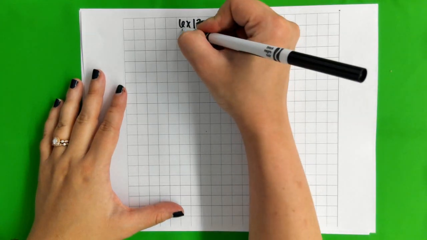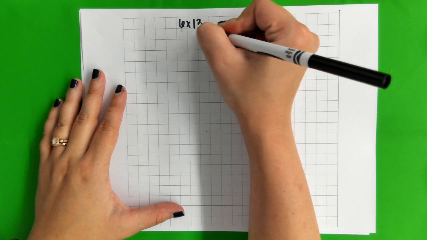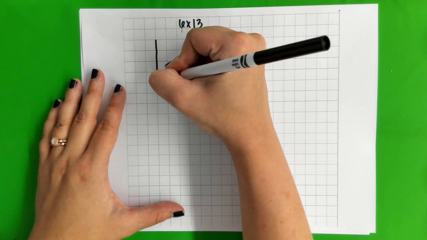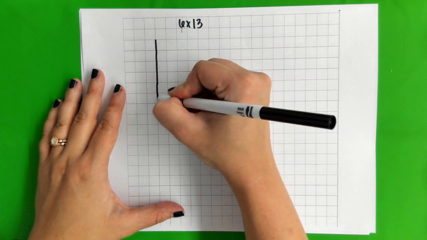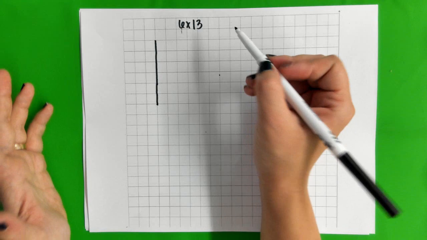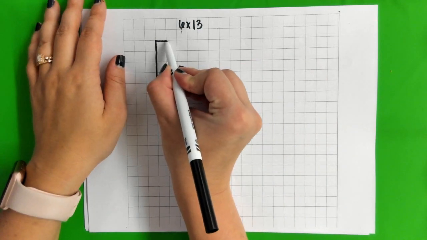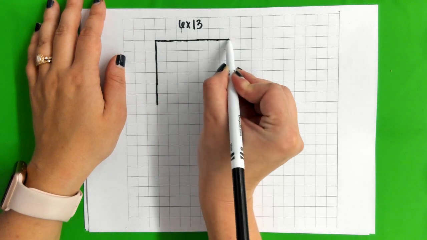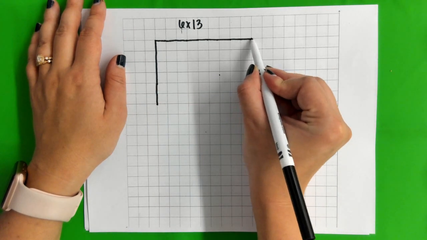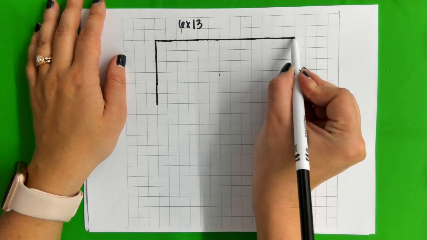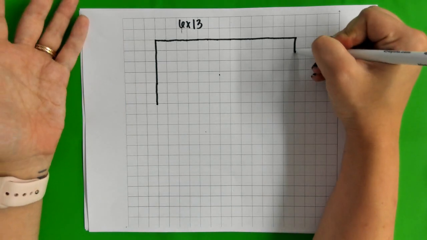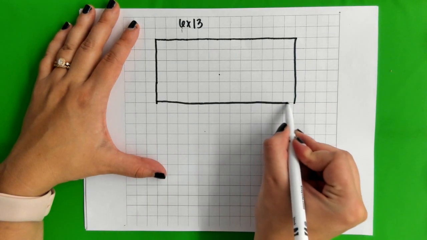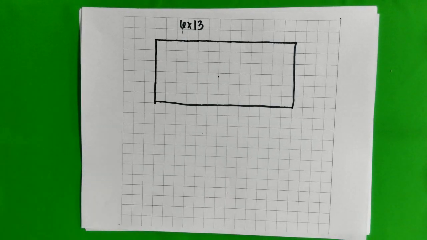So I'm going to go 6. We're looking at 6 rows of 13. So we have 6 going down, 1, 2, 3, 4, 5, 6. And we're going to go 13 across. So 1, 2, 3, 4, 5, 6, 7, 8, 9, 10, 11, 12, 13. And then we're just going to connect it all up. And then from here, we can break it down even further.